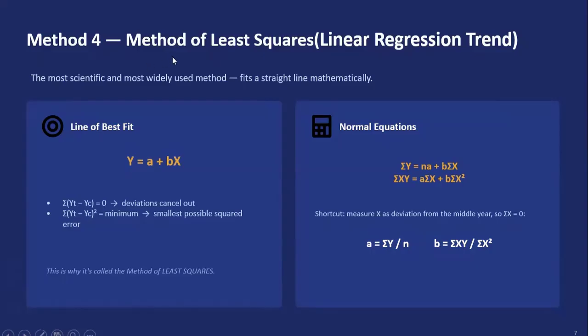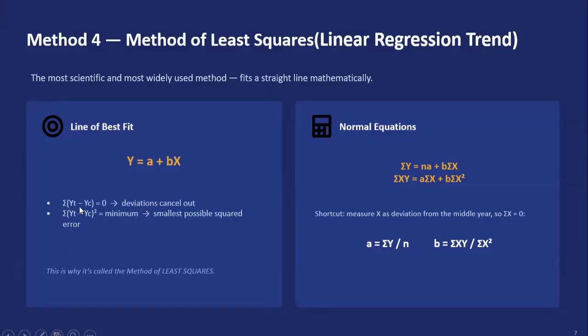Our next method is method of least squares, also known as linear regression trend. This is the most scientific and most widely used method. Instead of eyeballing a line, we fit a straight line mathematically so that it represents the data as closely as possible. We fit a line of the form y is equal to a plus bx. The line is chosen so that two conditions hold true.